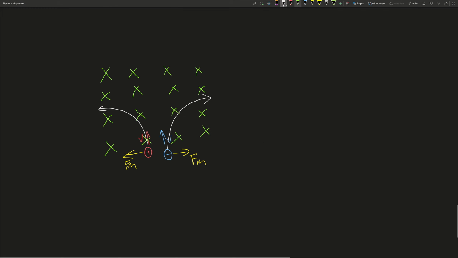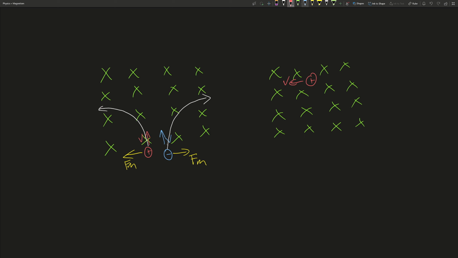And looking at another example of this, let's just say we have a uniform field here, again going into the page. If this was out of the page, then you would just flip the directions, because again, you just have to follow the left-hand rule or the cross product rule for determining the direction of the force. Let's just say we have a positive particle here, to make it easier, starting out with an initial velocity v towards the left.